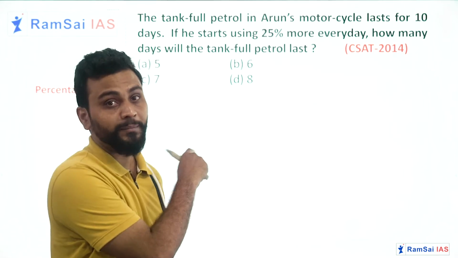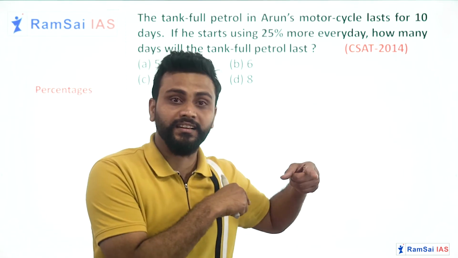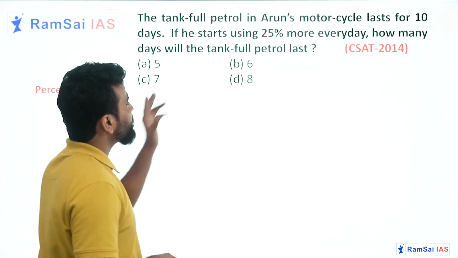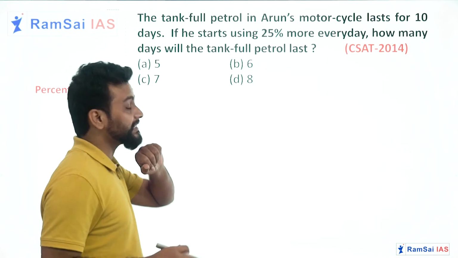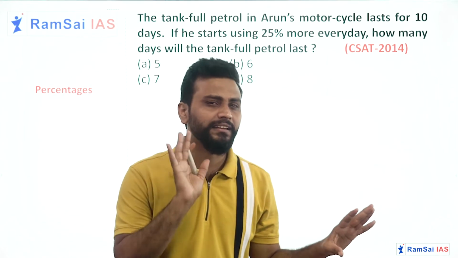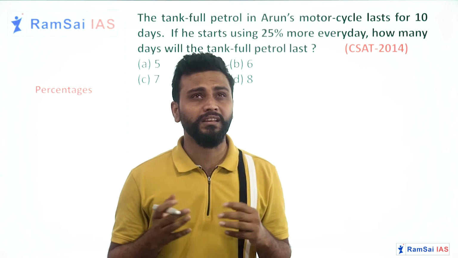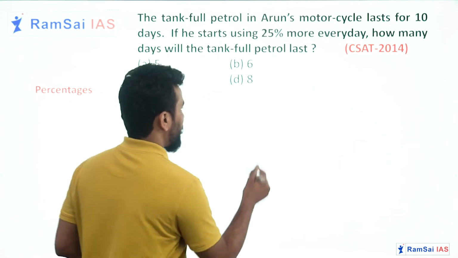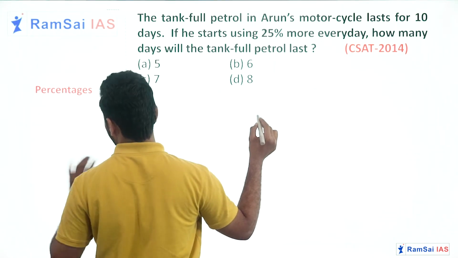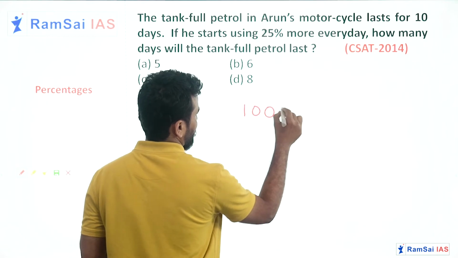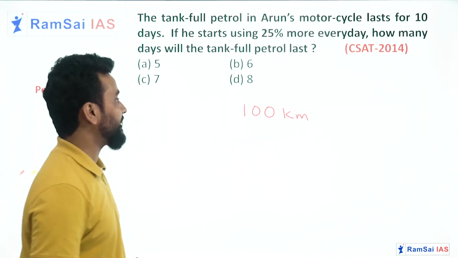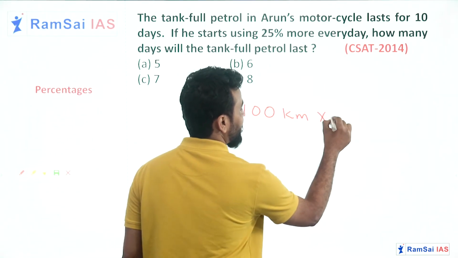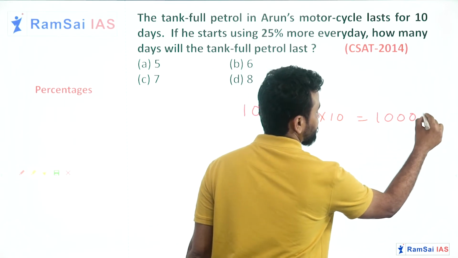How to solve this problem? Traditionally, I'll explain first and then the shortcut. Just imagine, it depends on your imagination. Arun's motorbike lasts for 10 days and just imagine he travels, why not, 100 kilometers every day. And he travels for 10 days, which means he travels a total of 1000 kilometers.